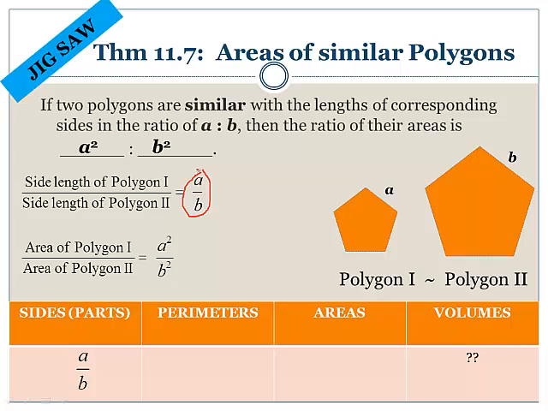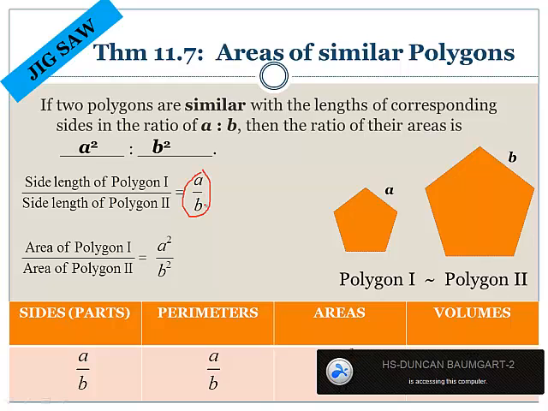The perimeters are the exact same as well. If you add up all the side lengths and you reduce it, you'll still find that the ratio of the perimeters is going to be a to b as well. So the areas are going to be a squared to b squared. And we're going to get to volumes in a later part of the unit.